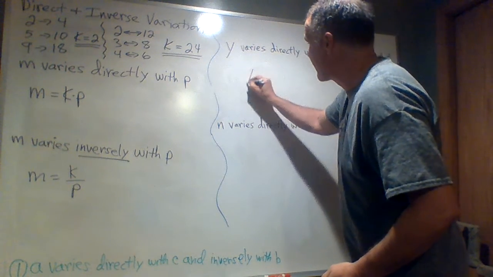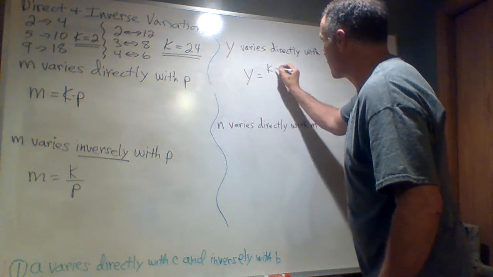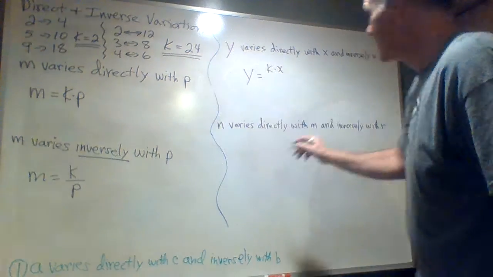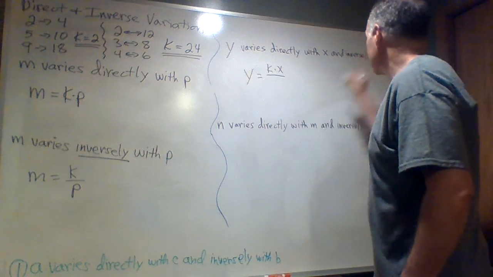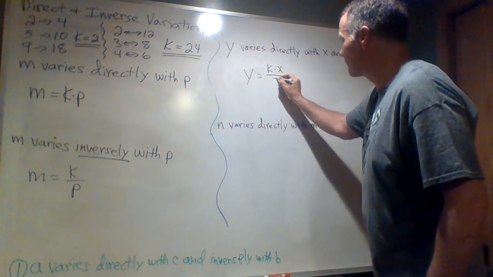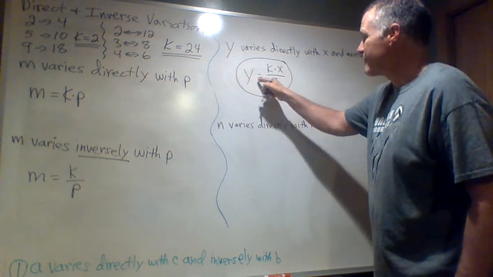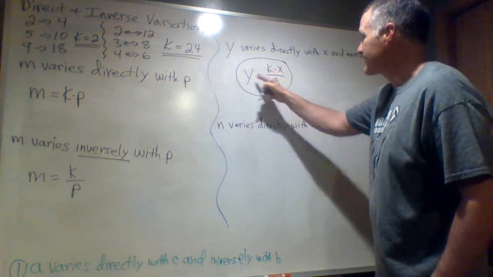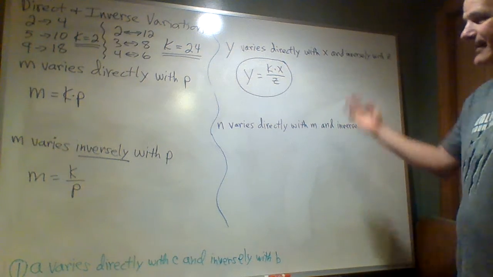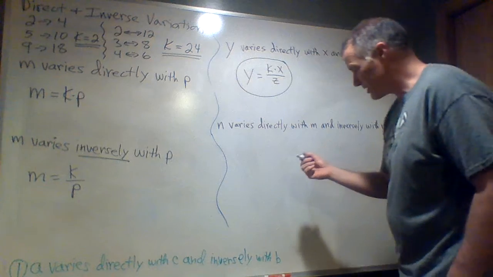So y varies directly with x. Remember over here, direct variation is multiplied, but then inversely with z, okay? So actually, guys, that's the answer right there. So y varies directly with x and inversely, again, inverse is a fraction, with z. And that's the answer. So again, this is not that hard. Shouldn't be a big deal for us.